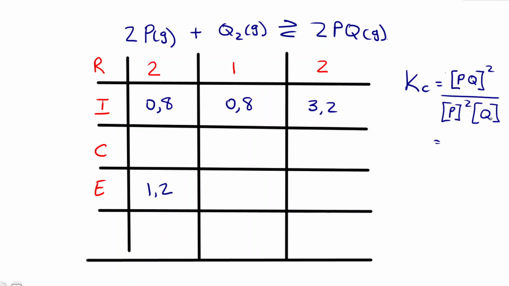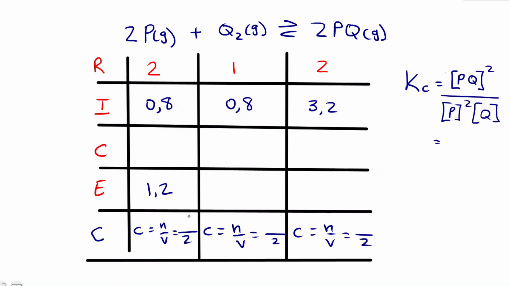We know that C is equal to n over V. So we do know the volume. They said the volume is 2 dm cubed.